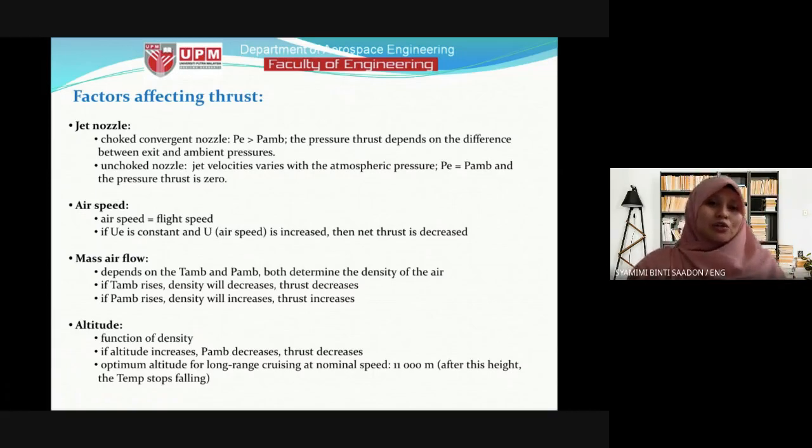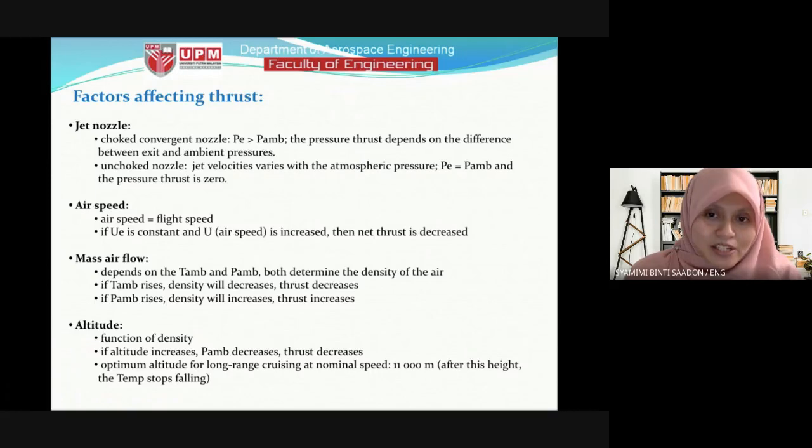Okay, so choked convergent nozzle. For a choked convergent nozzle, normally the exit pressure is higher than the ambient pressure. We have the exit velocity equal to the speed of sound, a or c. So it is choked. And the exit pressure will be higher than the ambient pressure.